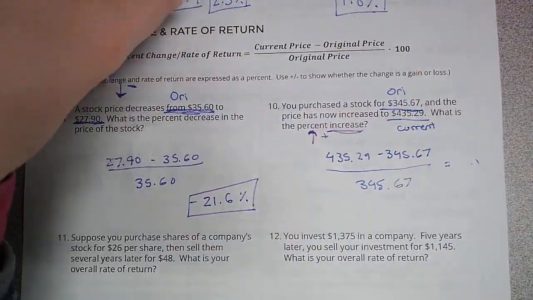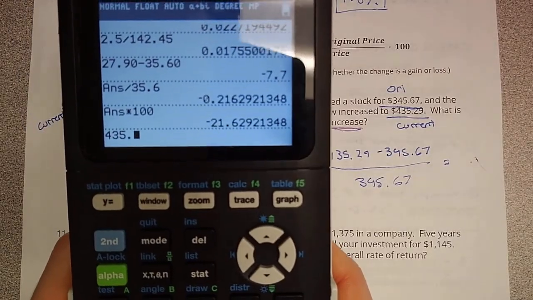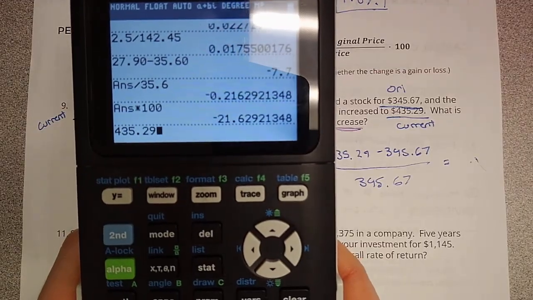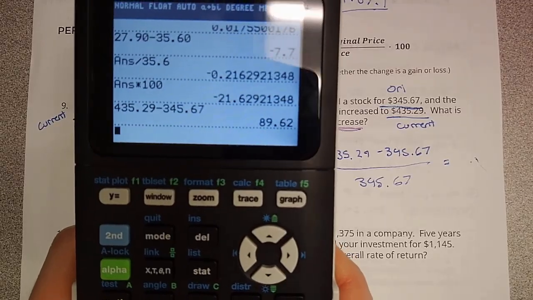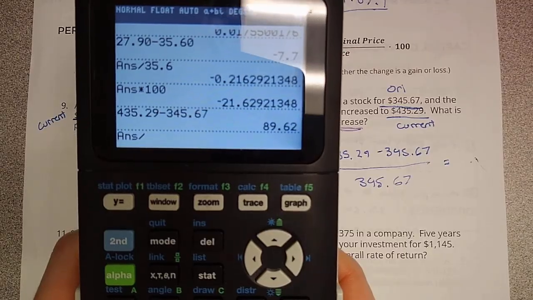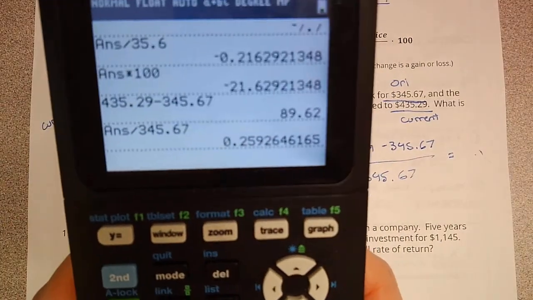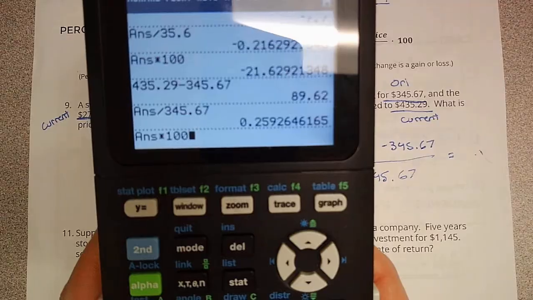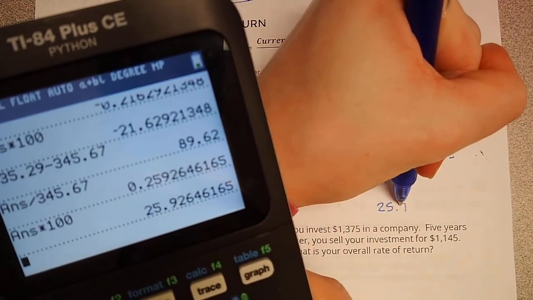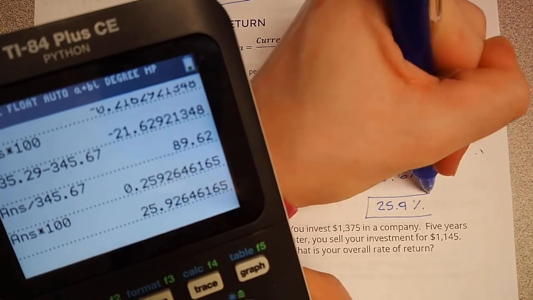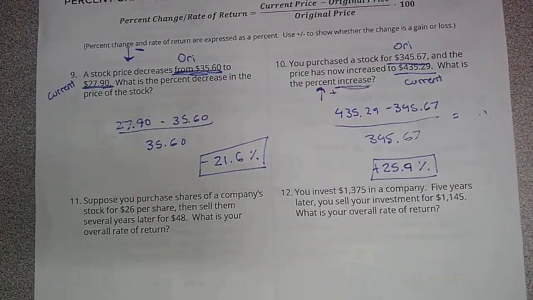Let's find out what that is. So 435.29 minus 345.67. That divided by 345.67. There we go. So you got 0.259, and multiply it by 100, and your answer is 25.9%. That's a pretty good increase. And we're going to do a plus sign because we know it went up.